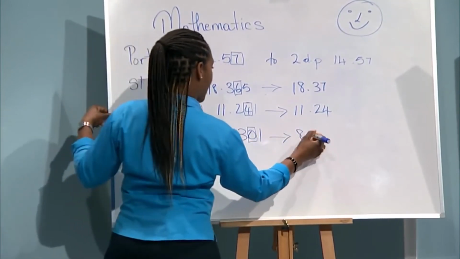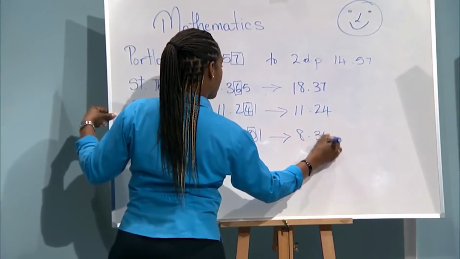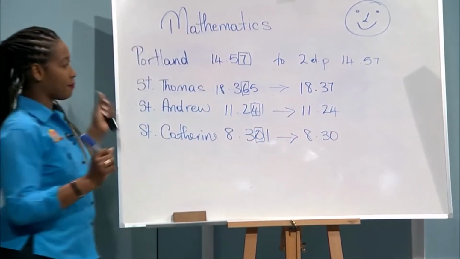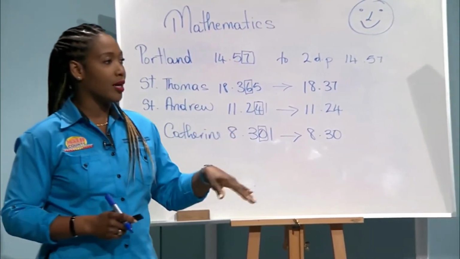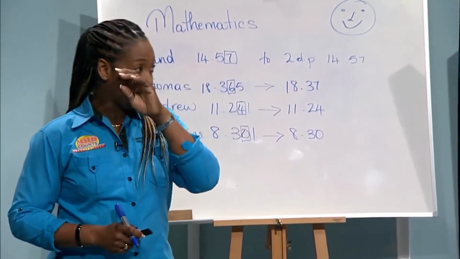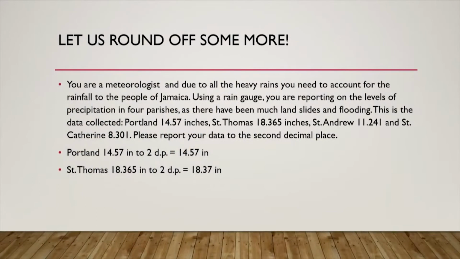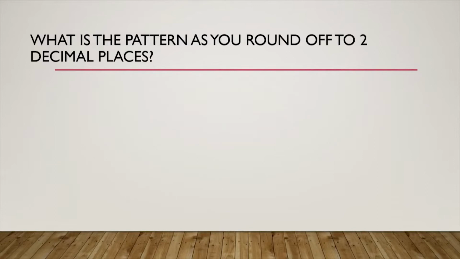We're rounding down again. 8 and 30 hundredths. There you go. So now let's go to the board, the screen, to just look at what we have. As I said to you, it's important that you put in the decimal place in which you are representing your number after you've rounded off. So as you can see there, I have 2 dp, and I would have done it for all the parishes. All right, there you go.